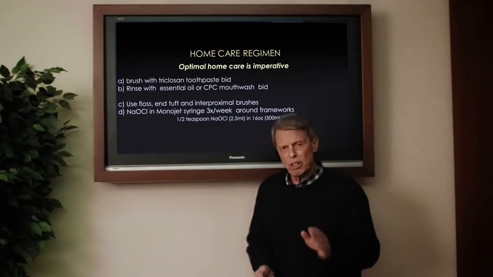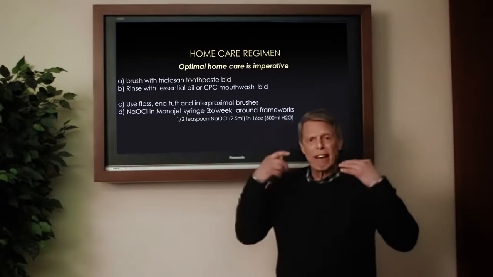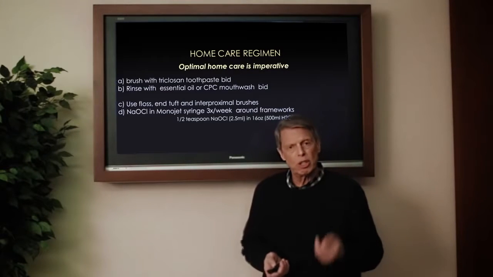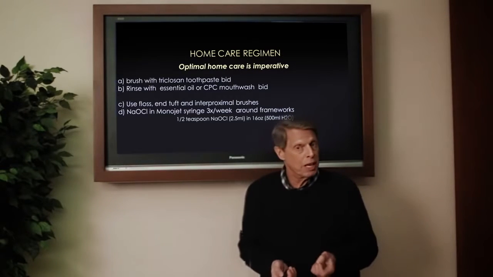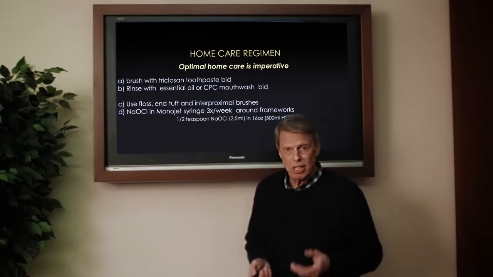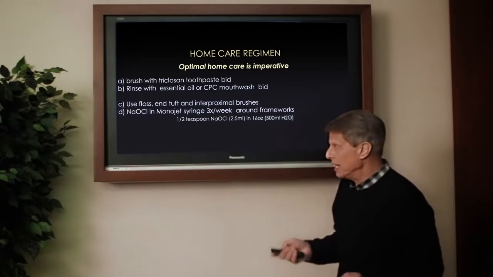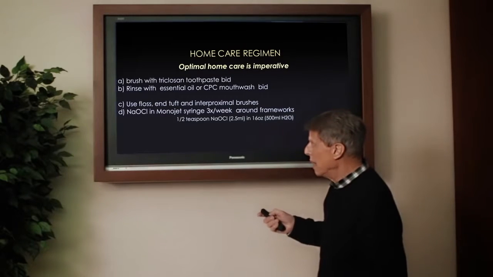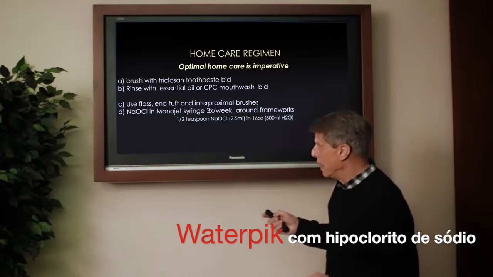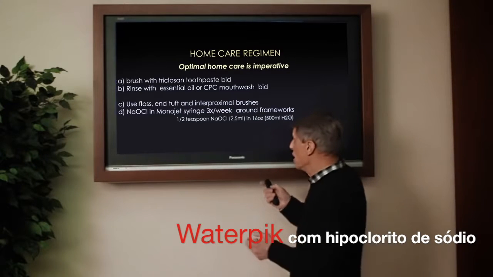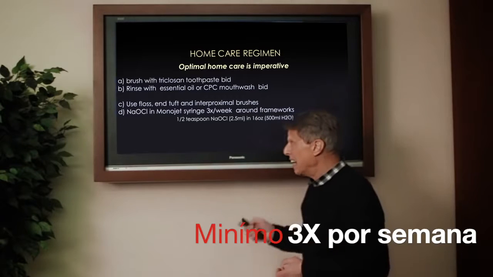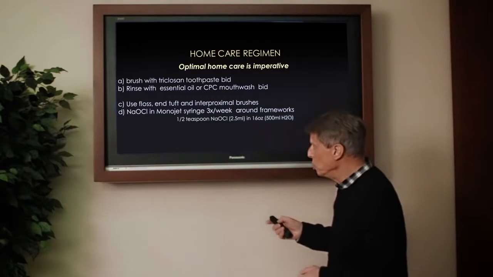And the final thing you're going to have the patient do is, if they have a framework in their mouth that's difficult for them to get under and keep clean, you're going to give them a plastic monojet syringe with a plastic needle or a plastic tip to take home. And you're going to tell them to irrigate with sodium hypochlorite in the monojet syringe 3 times a week around and under the frameworks.